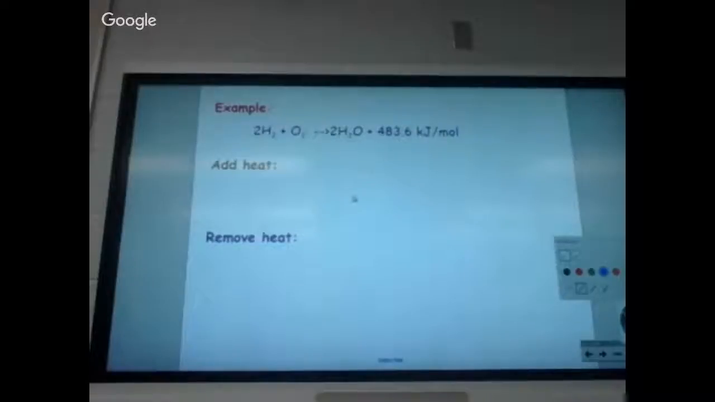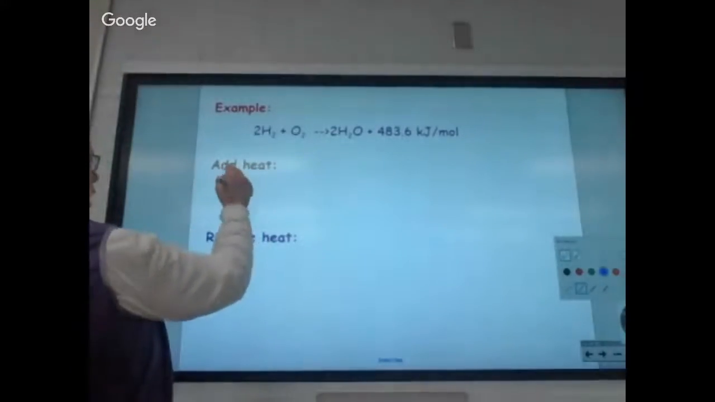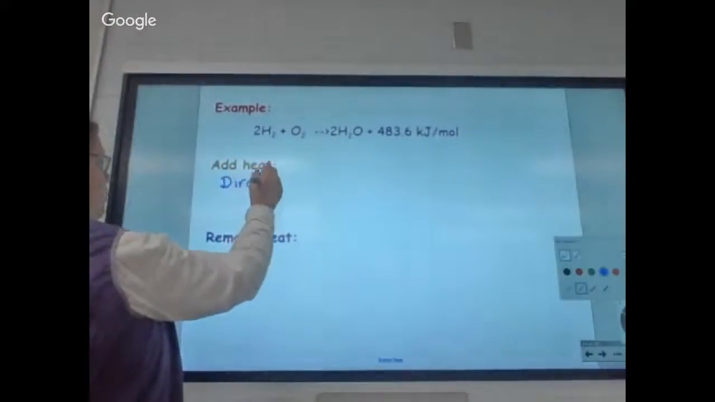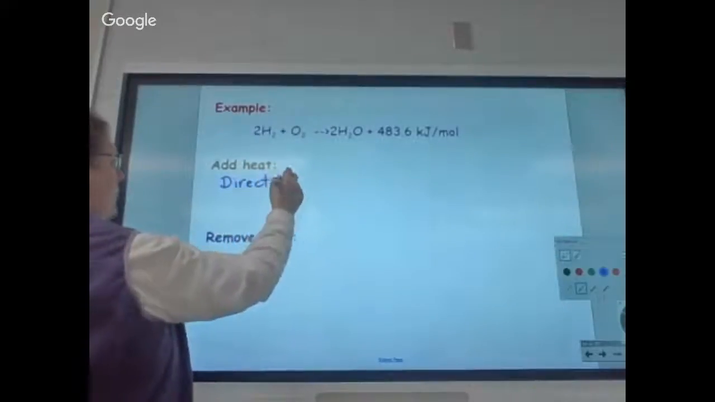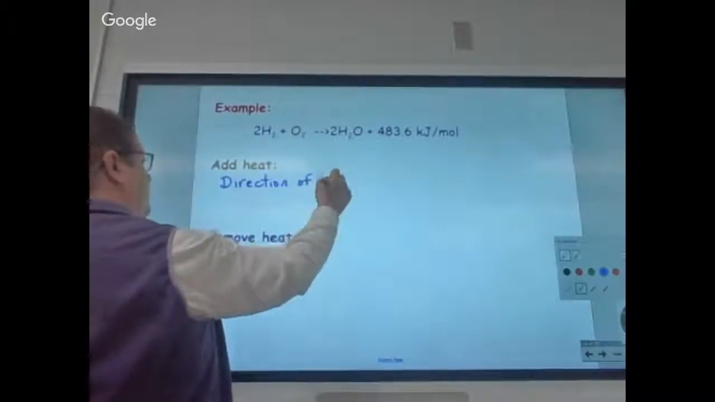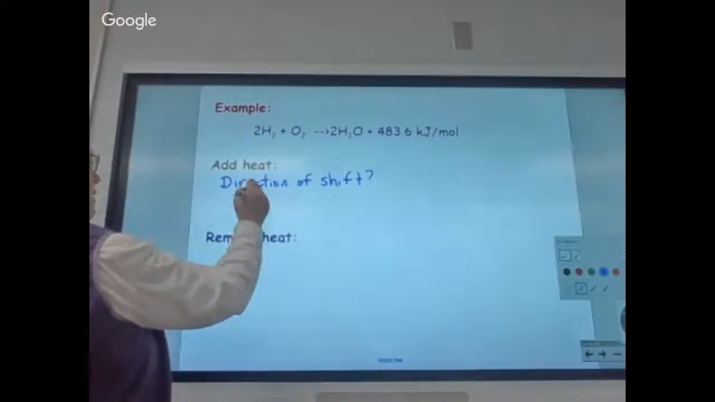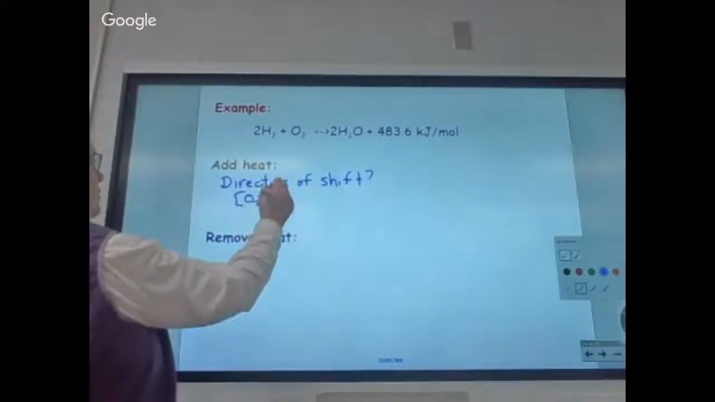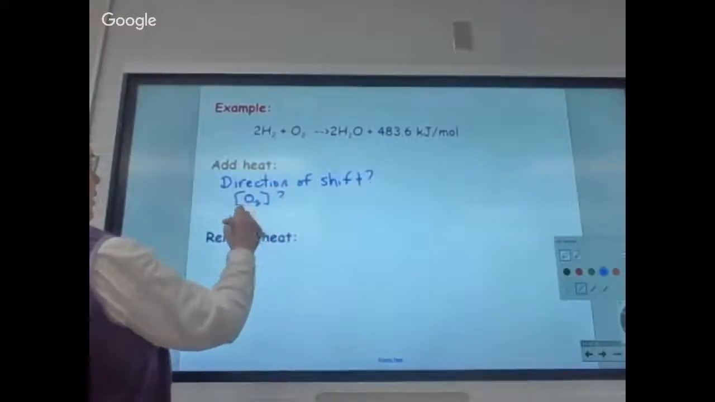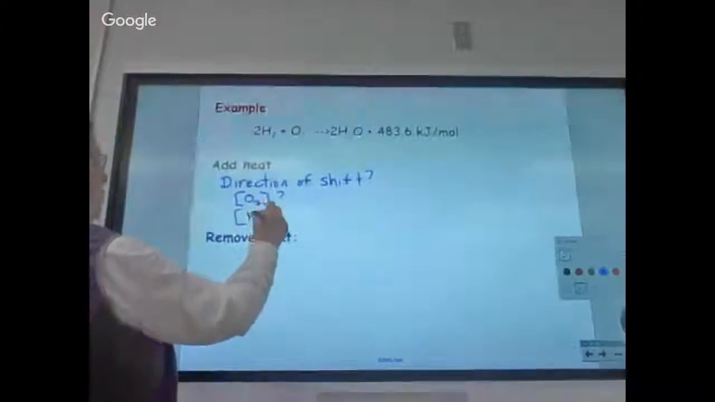All right, if we look at this question, we're going to figure out some things about concentration this time. We want to know the direction of shift, the concentration of oxygen, and the concentration of water.